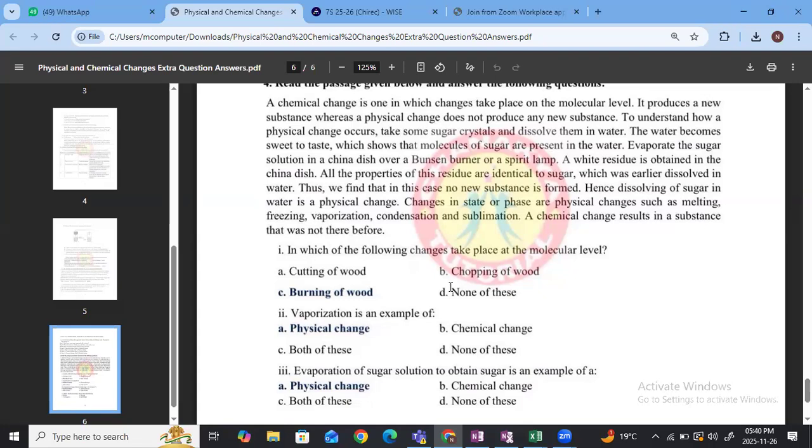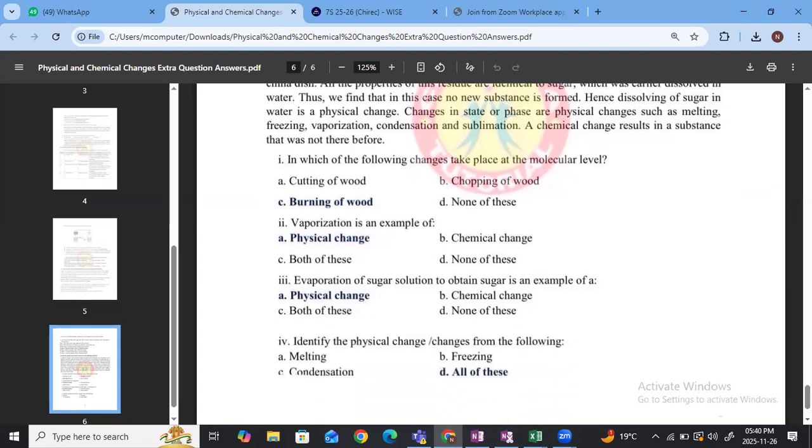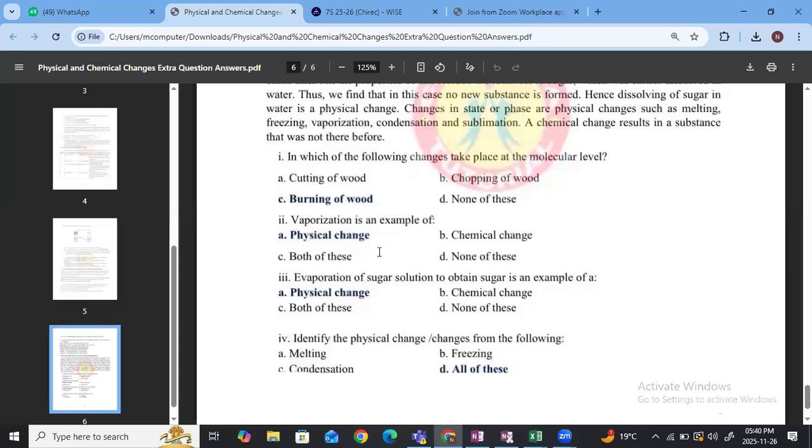Vaporization is an example of a physical change. Yes, ma'am, physical, because water is converted into vapors. But the vapor is still water, so it still counts as physical. Correct. Evaporation of sugar solution to obtain sugar is an example of a physical change because it is still the sugar in it. And the water we have evaporated, but we have the vapors with us.